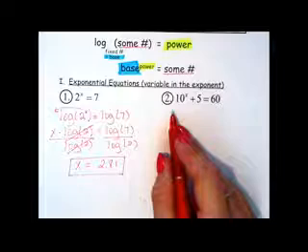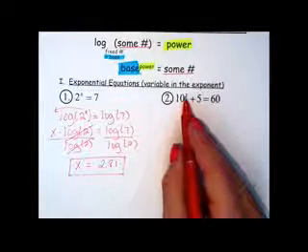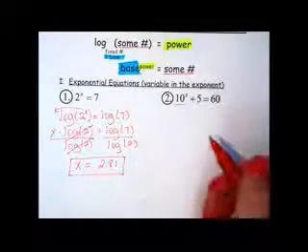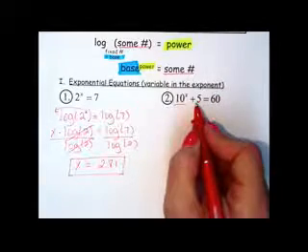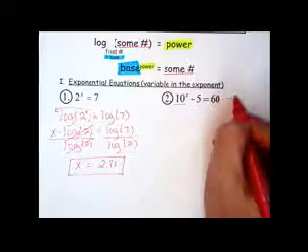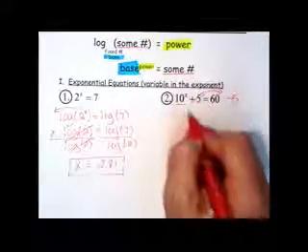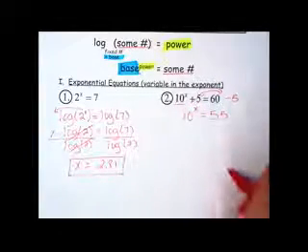So let's look at number 2. First of all, you should always ask yourself, what am I solving for? I'm solving for x. What does it belong to? It belongs to this 10. So that is what I need to get by itself. So I need to get rid of the plus 5. So in order to get rid of the plus 5, I'm going to subtract 5 from both sides. So we have 10 to the x equals 55.